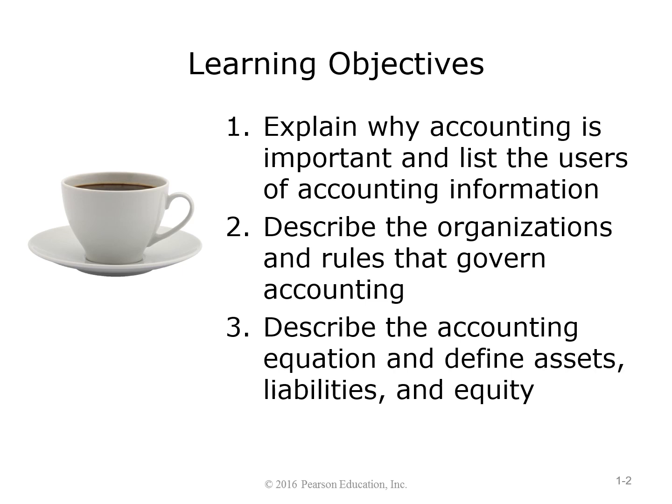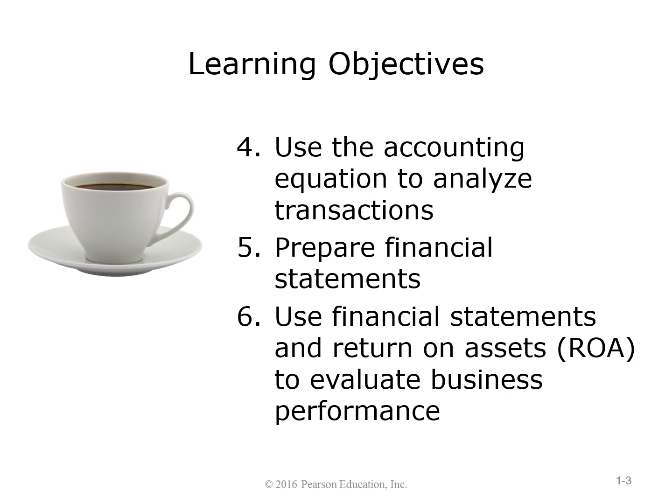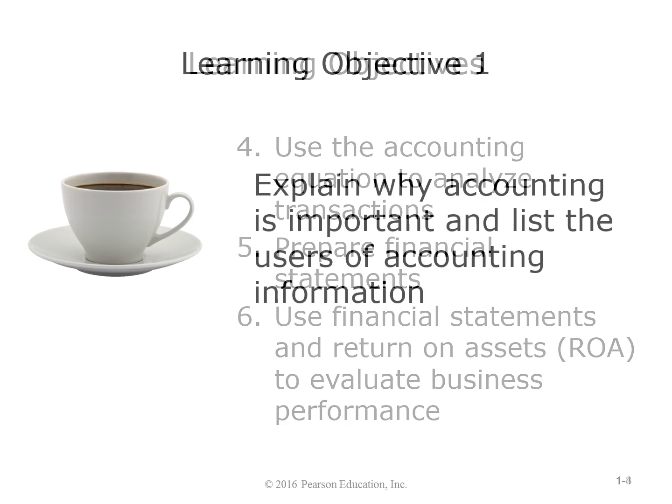The learning objectives of this chapter include: first, explain why accounting is important and list the users of accounting information. Second, describe the organizations and rules that govern accounting. Third, describe the accounting equation and define assets, liability, and equity, use the accounting equation to analyze transactions, prepare financial statements, and use financial statements and return on assets to evaluate business performance.